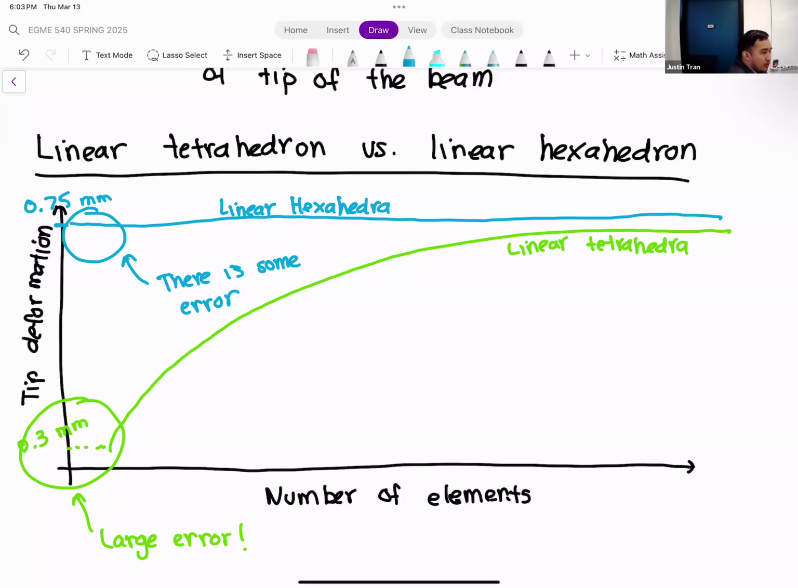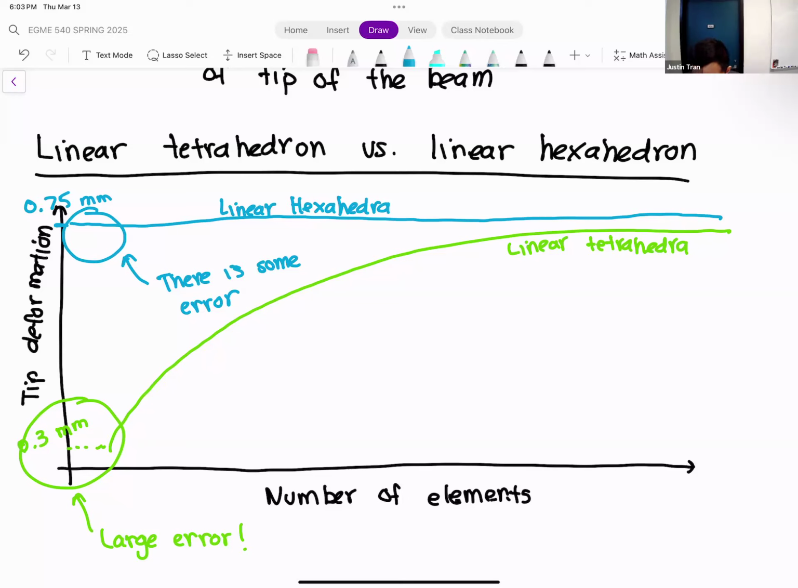And so this illustrates a point that we've been talking about for weeks now. Just don't use linear tetrahedra for structural FEA. You can refine it enough in order to get a converged solution, but a lot of times it's just not worth the headache to do so.